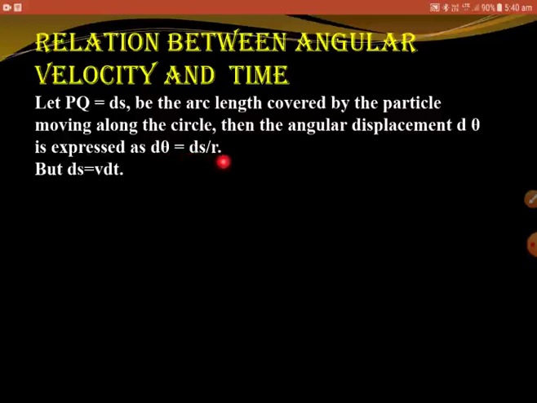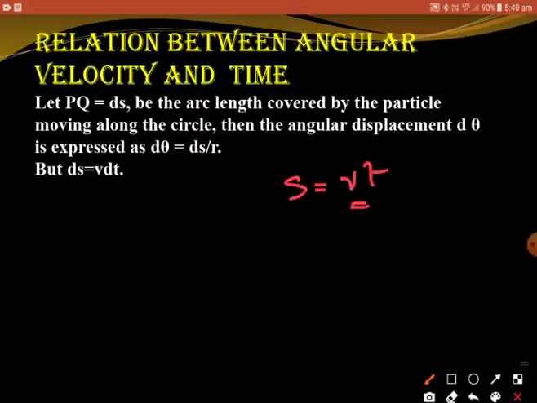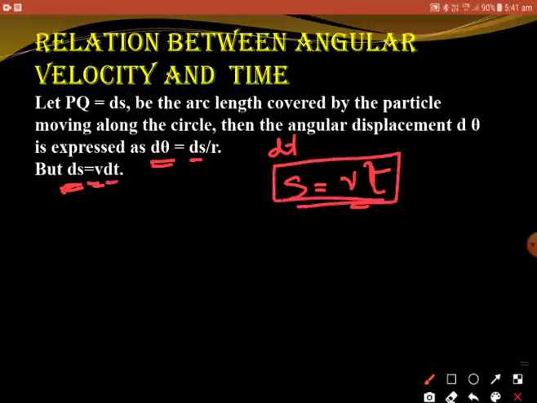Here r is the radius. For uniform circular motion, we can take the distance traveled as velocity into time. If v is uniform, distance traveled is equal to velocity into time. Here the distance traveled is very small, so we take it as ds, with velocity v and a small time dt. The arc length can then be expressed as linear velocity into time. We can use this relation because v is uniform.